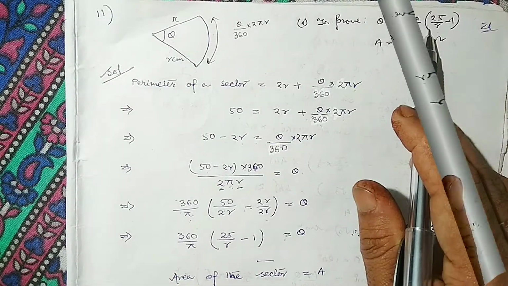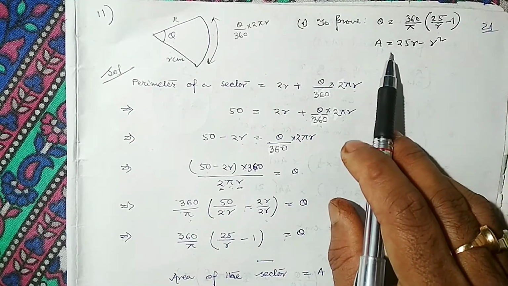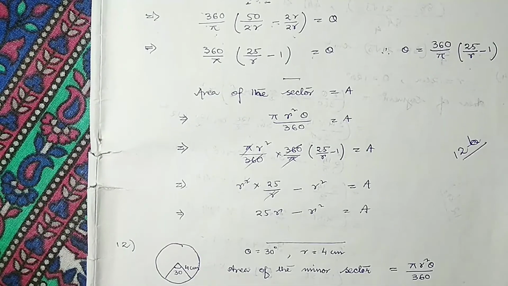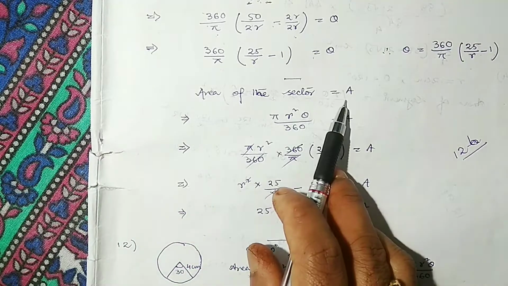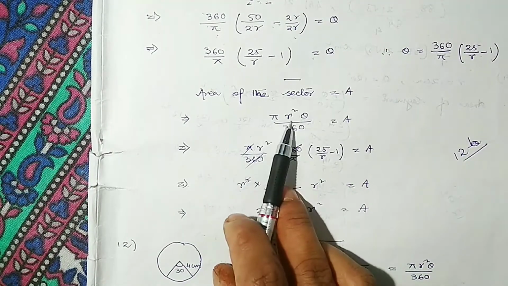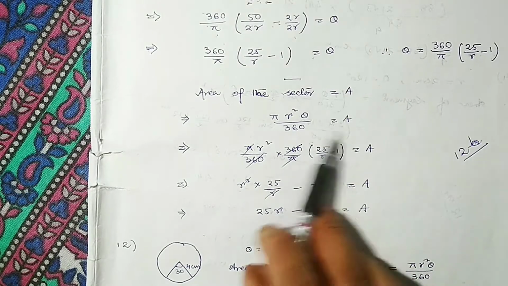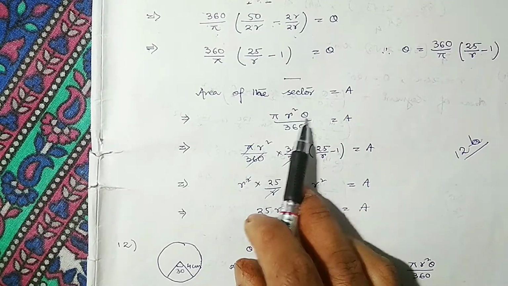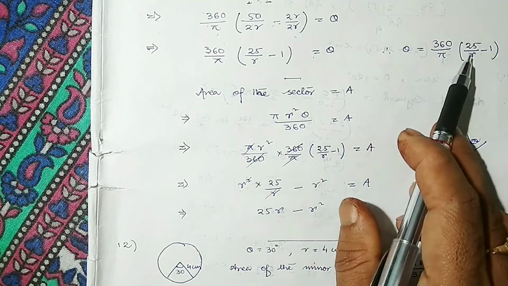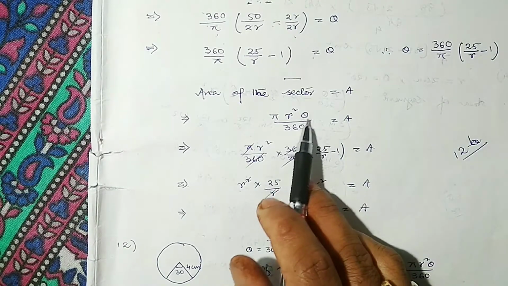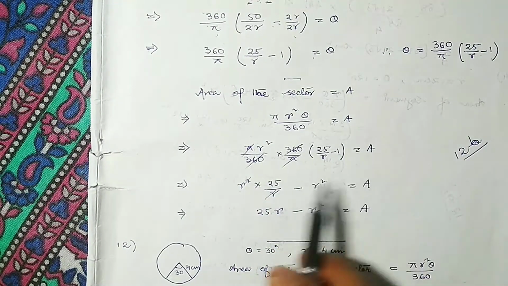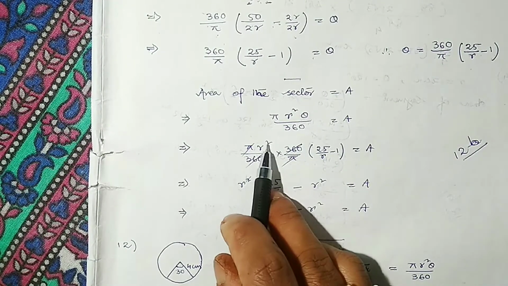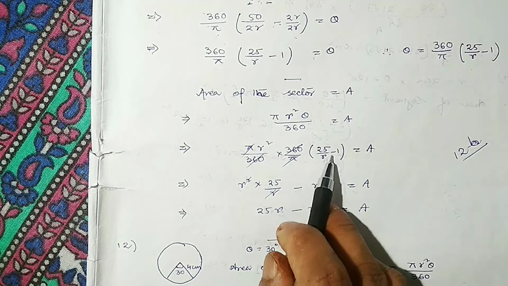Now in the second part it is given area of the sector is 25 r minus r square. For this, as given in the question, area of the sector is a. We know area of the sector is pi r square theta by 360 equals a, and instead of theta we can write 360 by pi, 25 by r minus 1. We have replaced theta with this value. So this 360 can be cancelled, pi can be cancelled, so we are left with r square, then within bracket 25 by r minus 1.